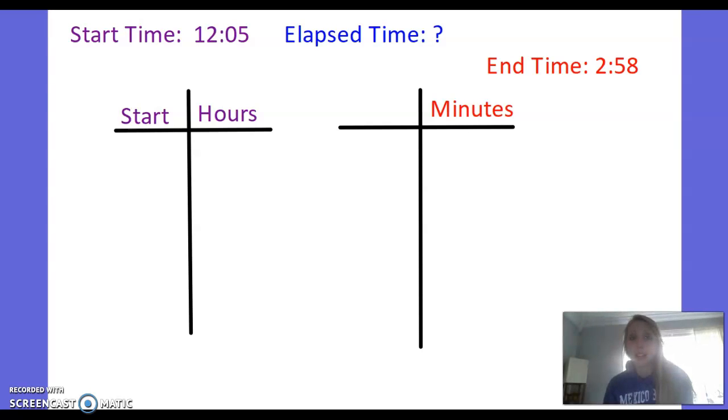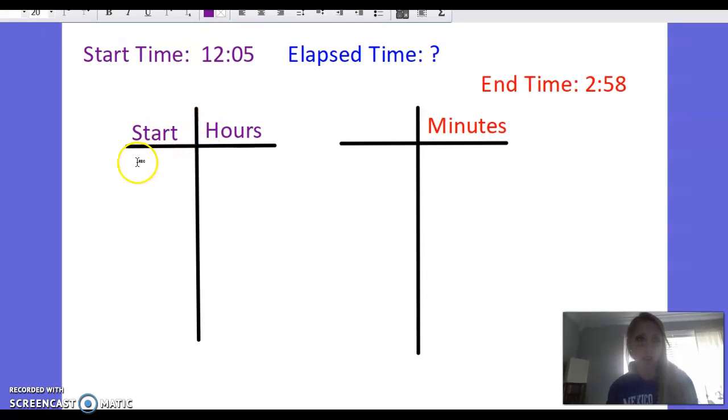Okay, so now let's say that you are given the start time and the end time, and you're asked to find the elapsed time. So you're looking to find how much time has passed. So again, we're using a T-chart. I'm going to start with my hours first. I am shown 12:05, so I'm going to write 12:05 under my start. All right, now elapsed time's not given to me.